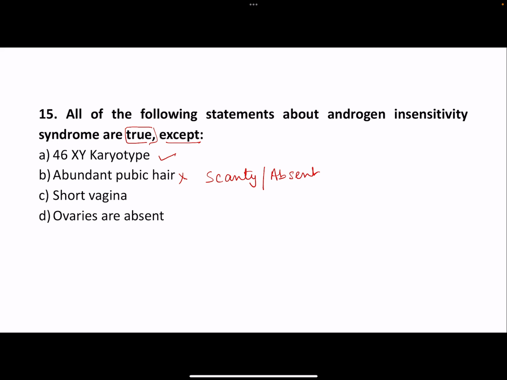Option C, short vagina, this is true because the upper vagina, fallopian tube and uterus are absent and there is a short vaginal pouch. So this option is right.